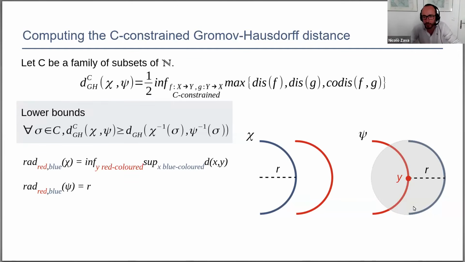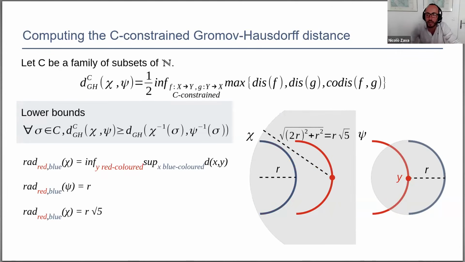Now let's go to chi. Let's see what happens in the other space. Can we compute the circumradius? Well, no matter where you place the center of a ball of radius r in a red spot, you cannot contain the entirety of the blue portion. You actually have to increase the radius up to a certain threshold in order to include it.